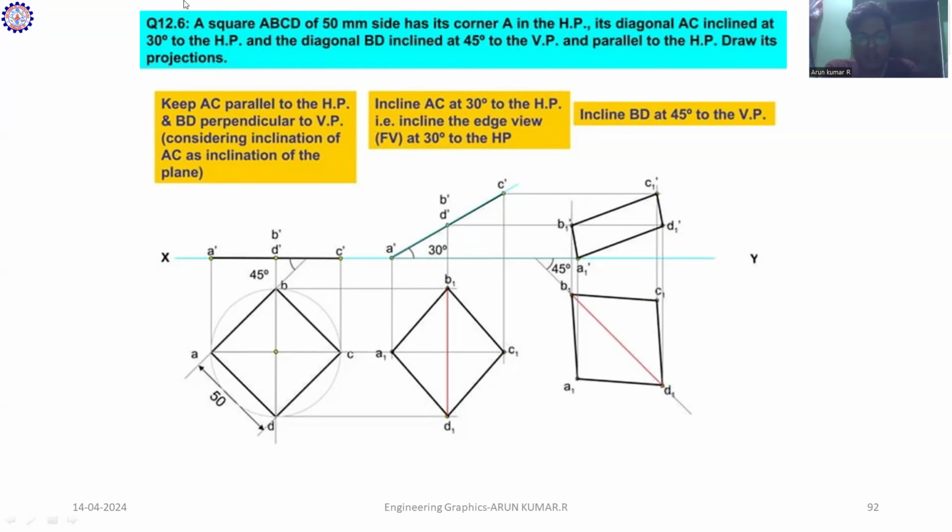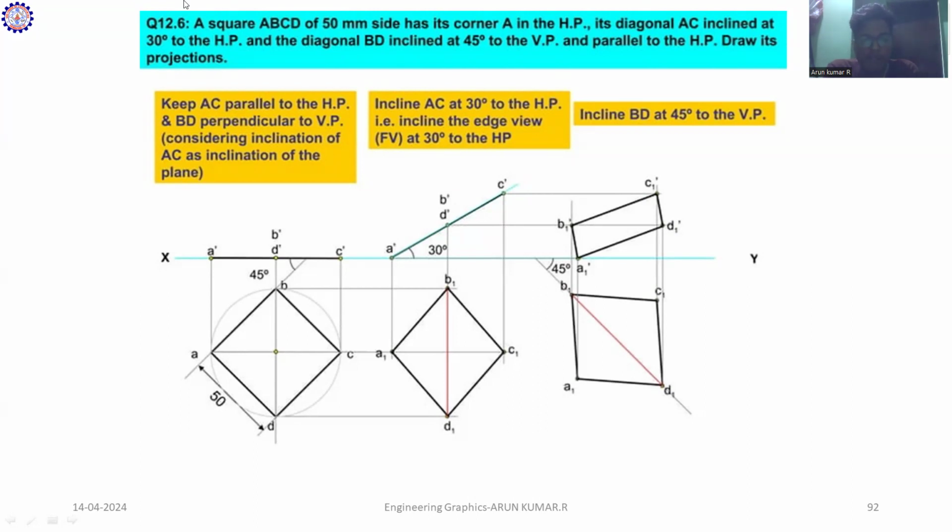The second data is the condition given for how to draw the square. Its corner A is in HP. That is the condition for drawing this square. Then the diagonal AC is inclined at 30 degrees to HP, and diagonal BD is making an angle of 45 degrees to VP.